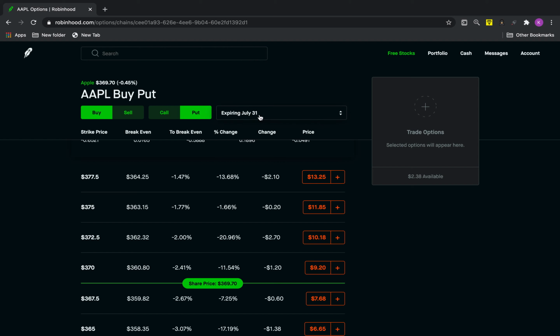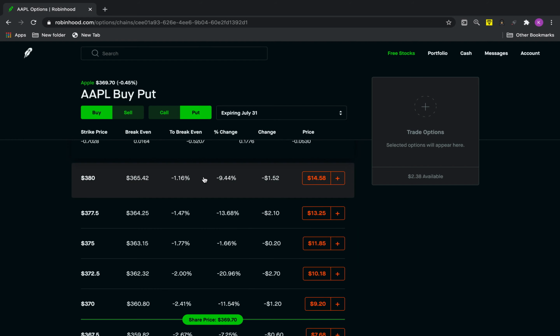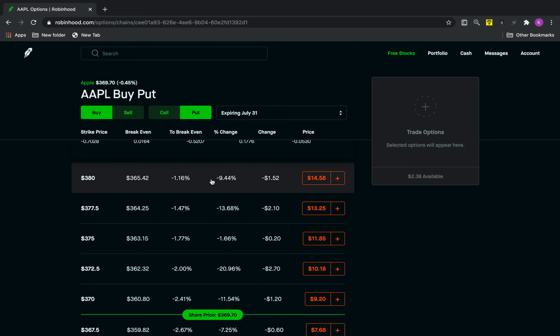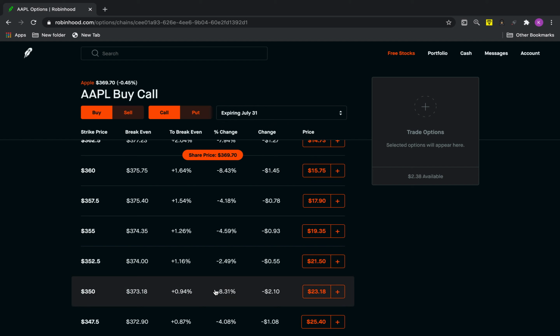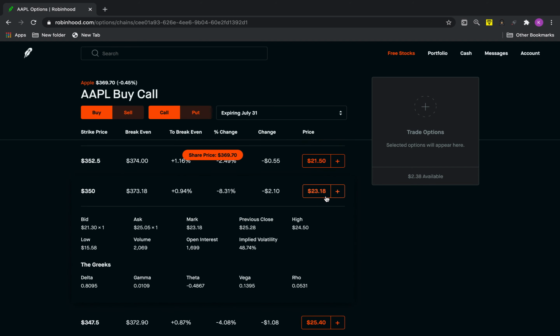As you see up here, the expiration date is July 31st. So this Friday coming up, if the share price is still at $369.70, then this wouldn't be worth $23.18. It would be worth $19.70 because the intrinsic value is still there, but the extrinsic value isn't. And now that I got into that, that's basically what the winning strategy is that I told you guys about.